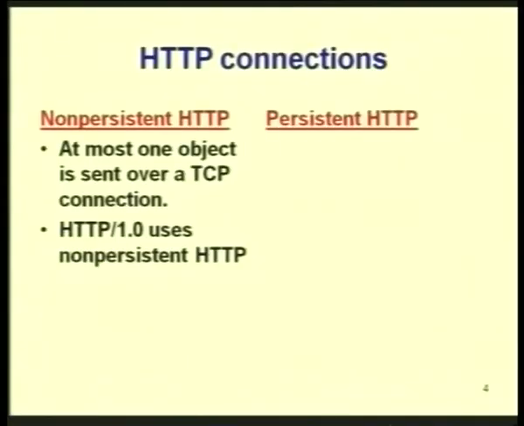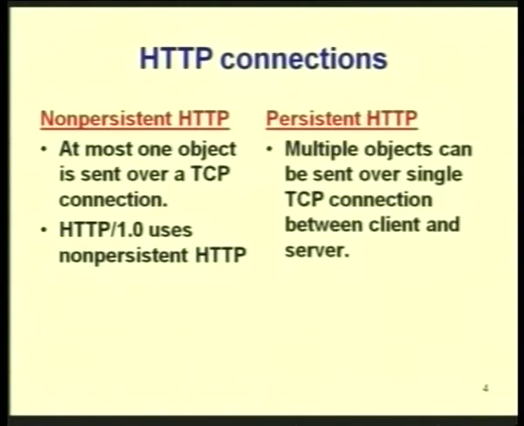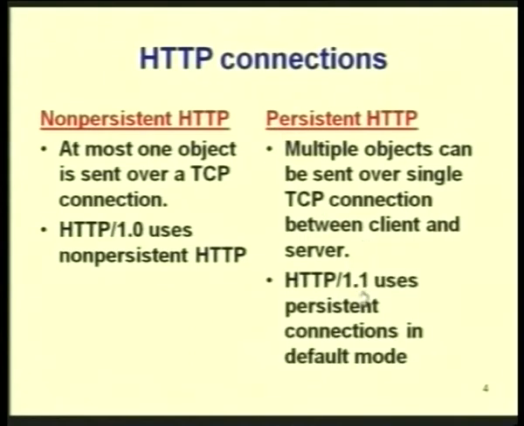The persistent HTTP protocol, on the other hand, uses the same connection to retrieve multiple objects. So, we say multiple objects can be sent over a single TCP connection between the client and the server. HTTP 1.1 uses persistent connections as the default mode.